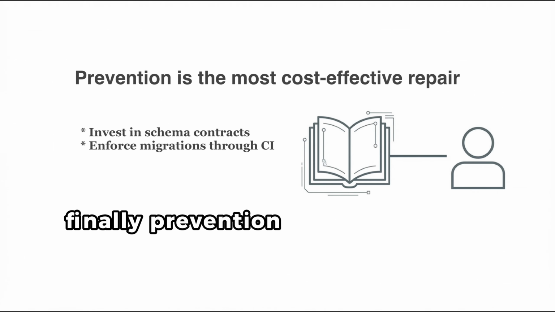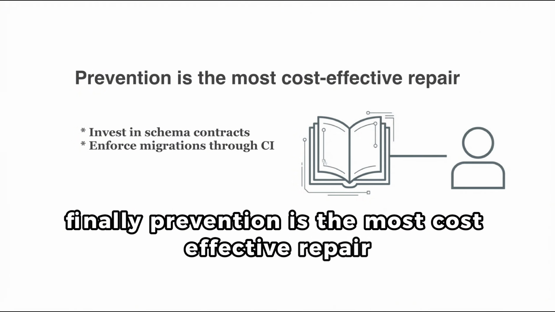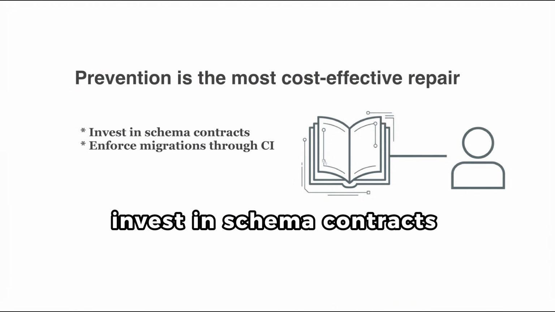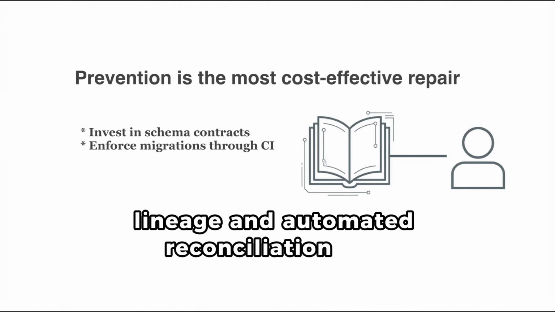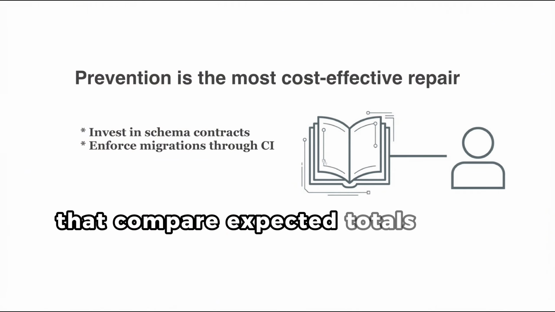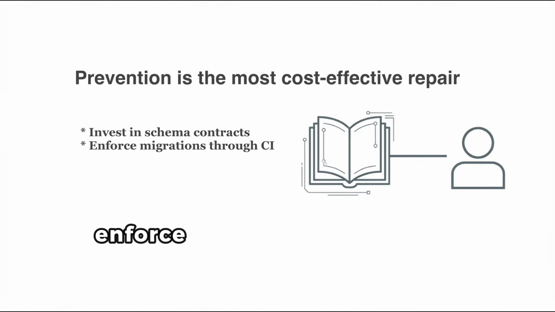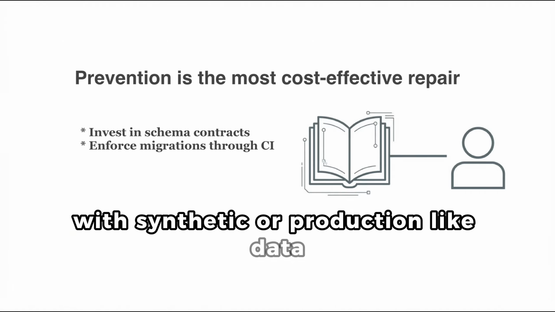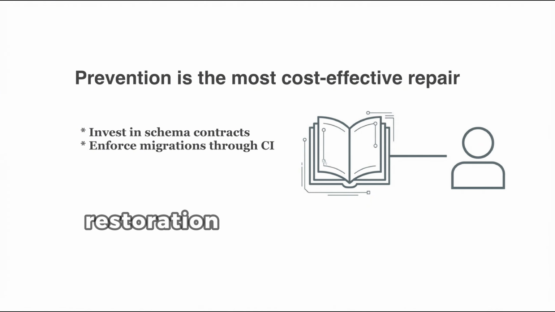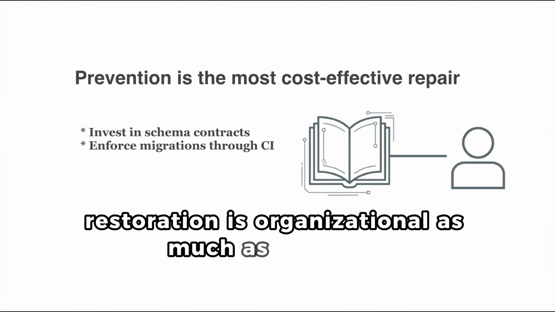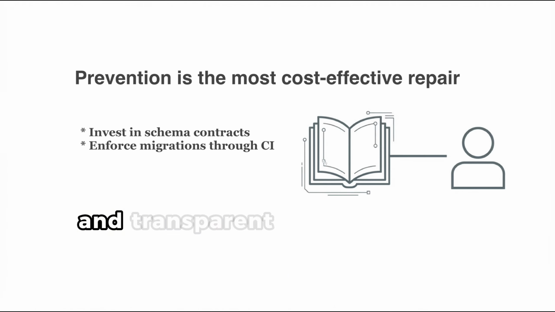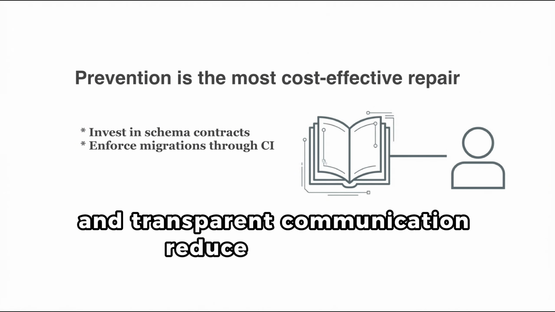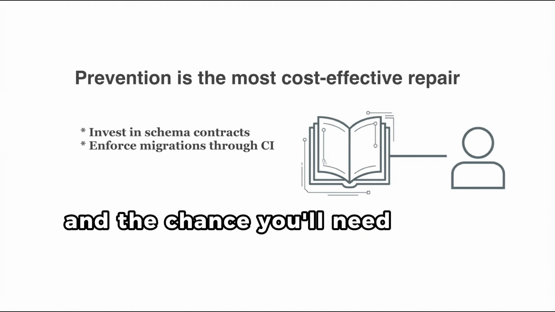Finally, prevention is the most cost-effective repair. Invest in schema contracts, validation-at-ingest, lineage, and automated reconciliation jobs that compare expected totals across systems. Enforce migrations through CI with synthetic or production-like data. And remember, restoration is organizational as much as technical. Clear ownership, documented processes, and transparent communication reduce repair time and the chance you'll need repairs again.